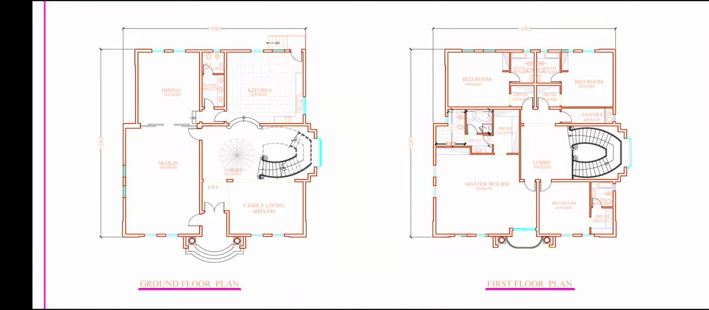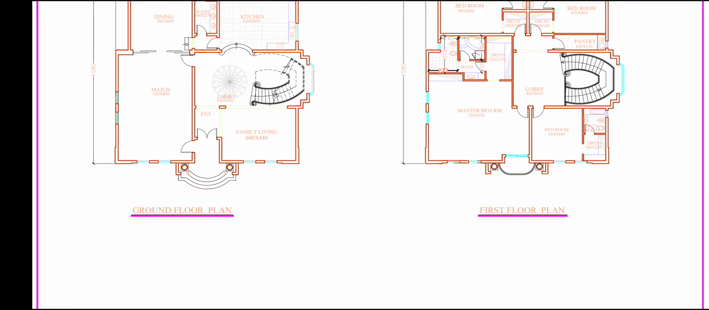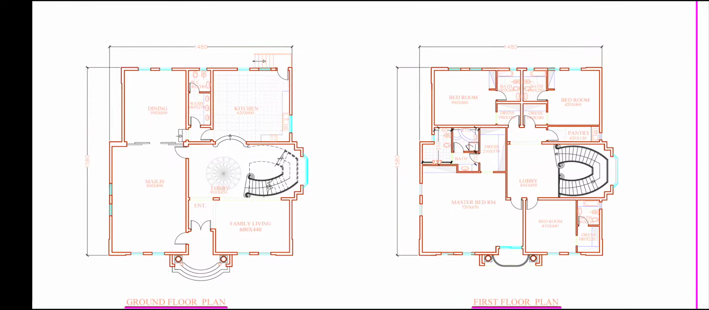Ground floor plan and first floor plan design. Ground floor plan: no bedroom, only kitchen, family living, hall, and big dining. And first floor plan: 4 bedrooms, all with attached bathrooms.